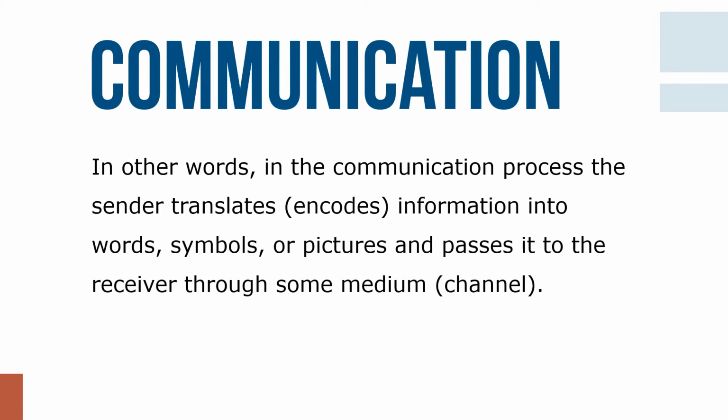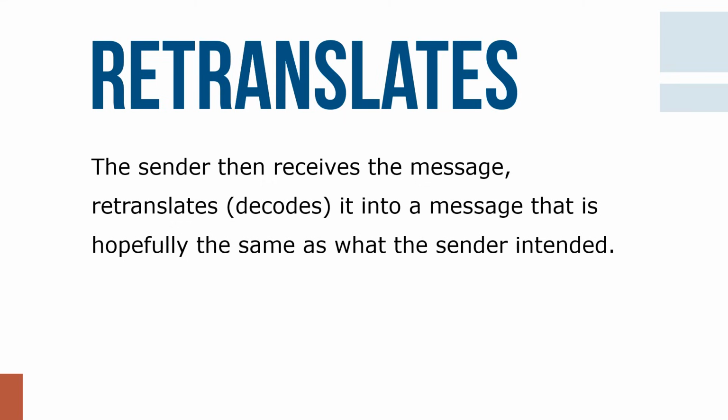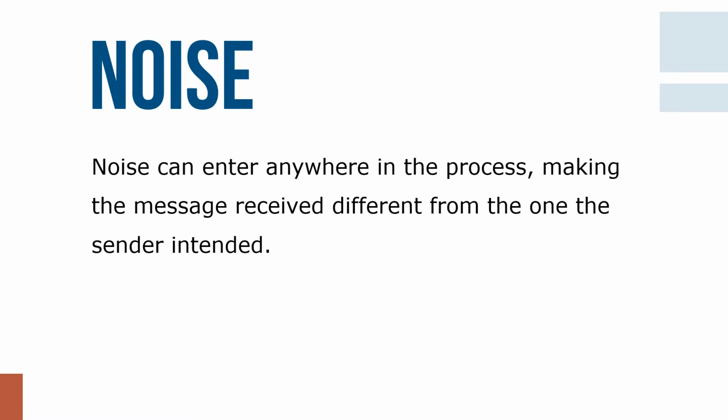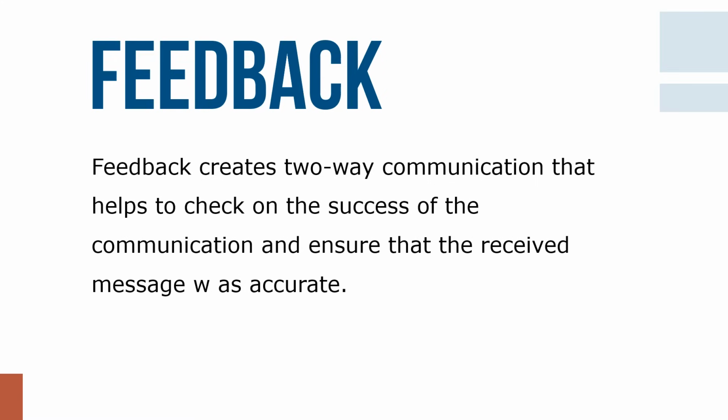In other words, in the communication process, the sender translates, encodes information into words, symbols, or pictures, and passes it to the receiver through some medium or channel. The receiver then receives the message and retranslates, decodes it into a message that's hopefully the same as what the sender intended. Noise can enter anywhere in the process, making the message received different from the one the sender intended. Feedback creates two-way communication that helps to check on the success of the communication and ensure that the receiver's message was accurate.